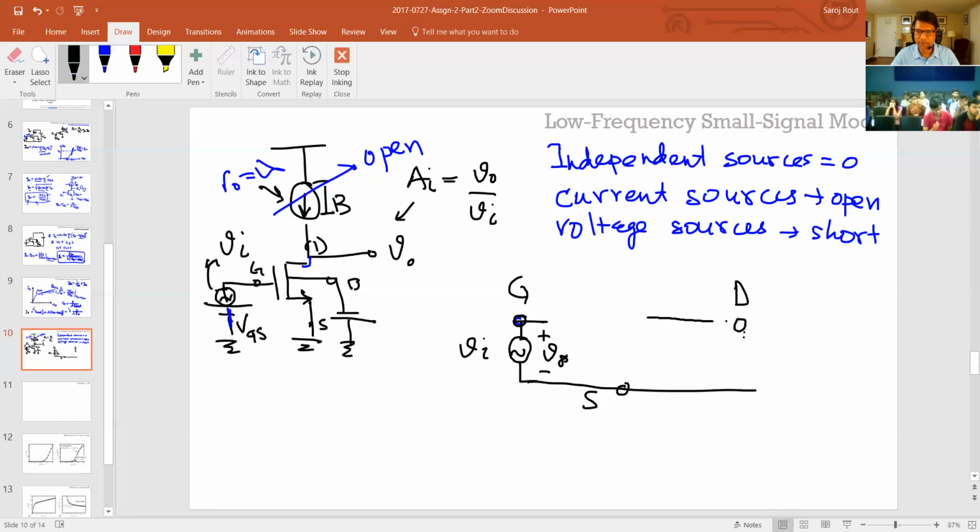And then from drain to source, the first element we're going to write is GM VGS, right? So that's your voltage controlled current source. That's your GM. Now, one important thing in small signal is this is a voltage controlled current source. Now, which direction do I have the current in?